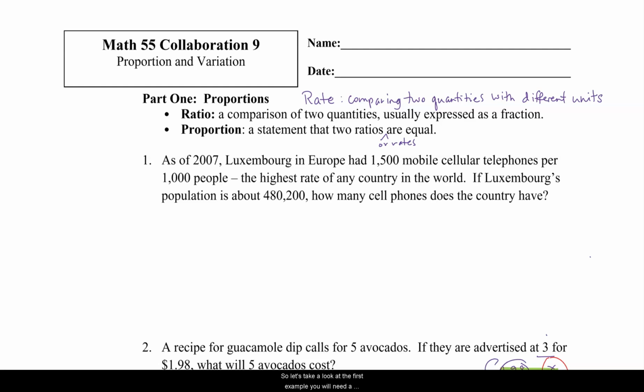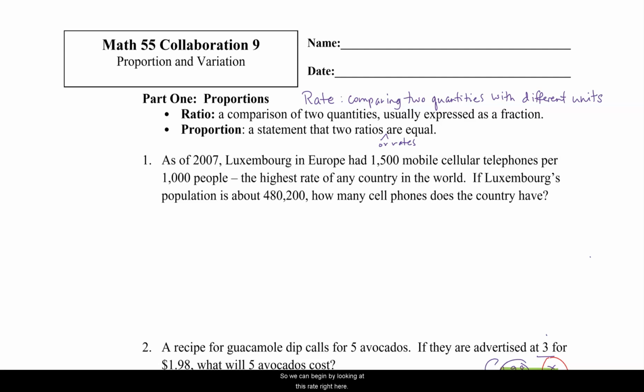So let's take a look at the first example. You will need a calculator if you don't have one nearby. As of 2007, Luxembourg in Europe had 1,500 mobile cellular telephones per 1,000 people, the highest rate of any country in the world. If Luxembourg's population is about 480,200, how many cell phones does the country have?